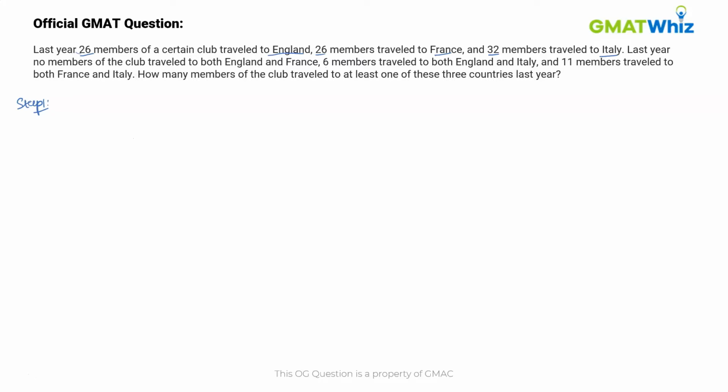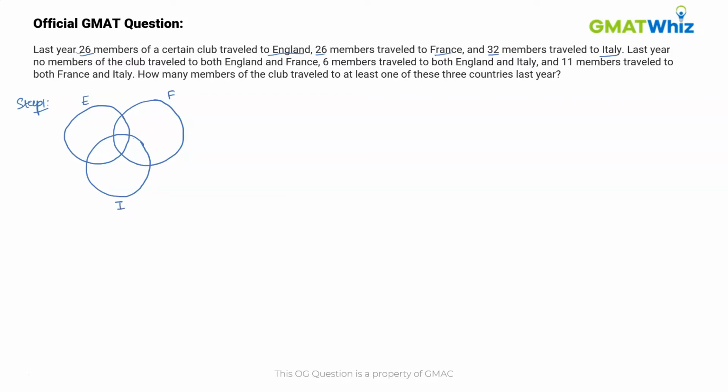Now, we know that this question is from set and tree structure, so let's draw an entity diagram to represent the given data. The first entity here represents the number of members who traveled to England. The second entity represents the number of travelers to France, and the third entity represents the number of travelers who traveled to Italy.